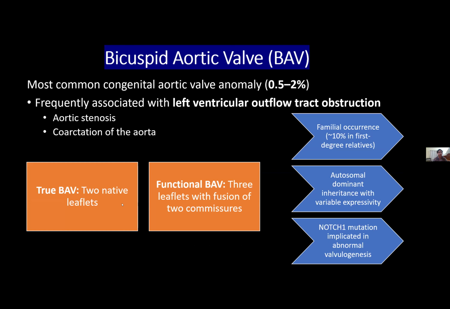It can be frequently associated with aortic stenosis and coarctation of the aorta. It may be a true 2 valve leaflets or a result of 3 leaflets with a fusion of 2 commissures. It can have a familial autosomal dominant inheritance pattern with Notch1 mutation.